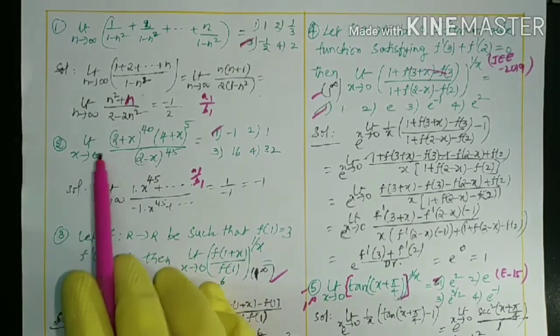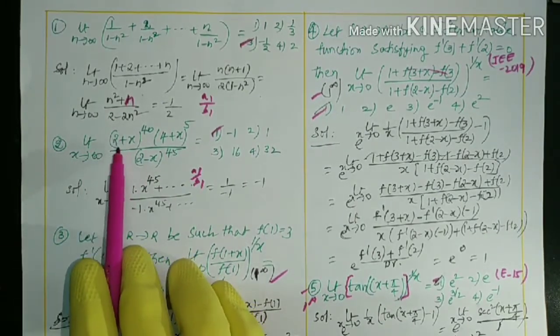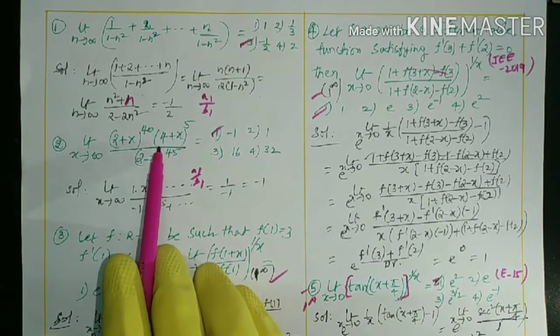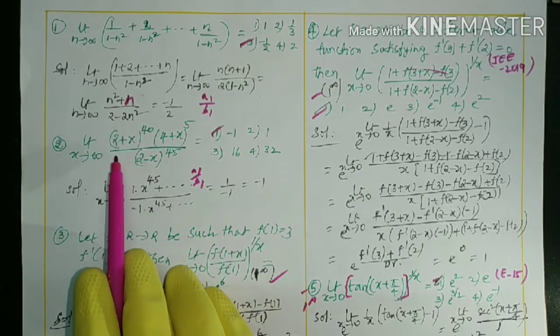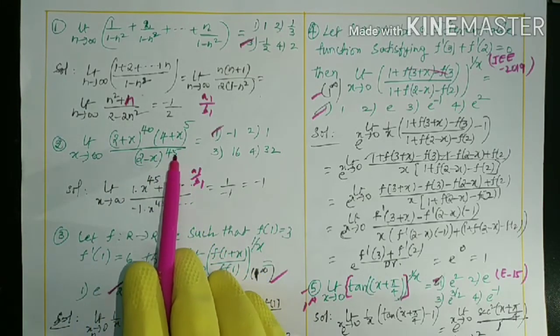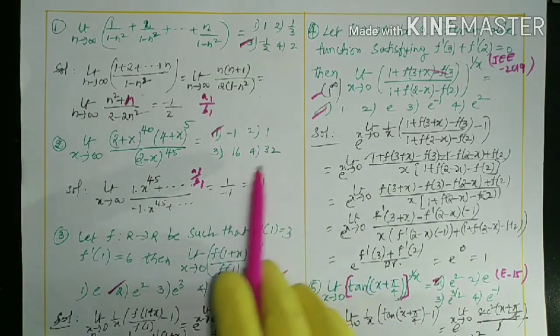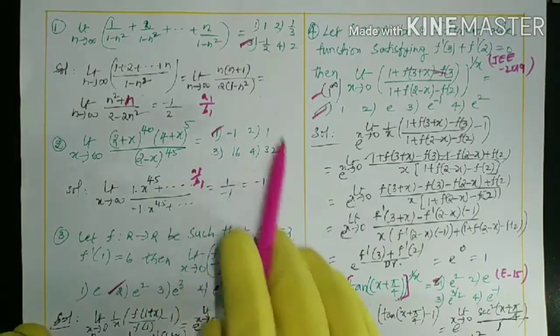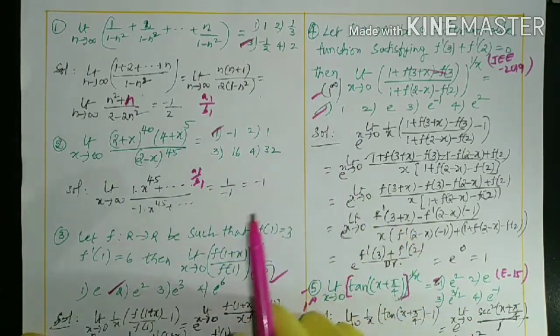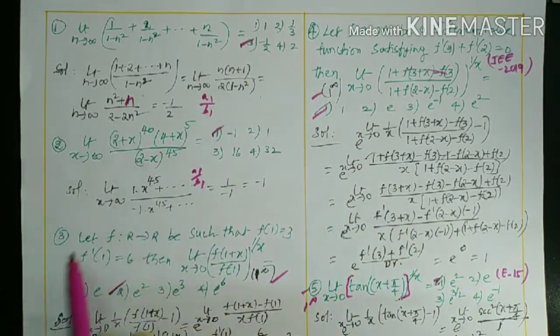What is the next question here? Simply limit of (2 plus x) whole power 40 times (4 plus x) whole power 5, whole divided by (2 minus x) whole power 45, as x tends to infinity, is given. Four options will go as usual. In the four options, you can pick up the correct one according to the solution.